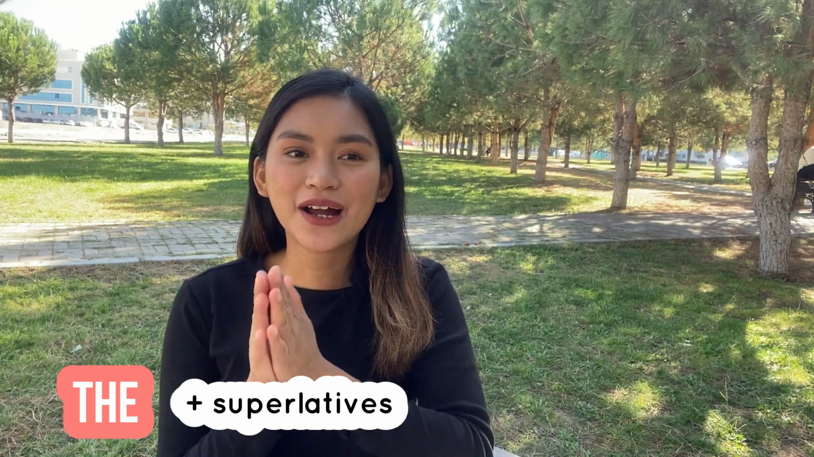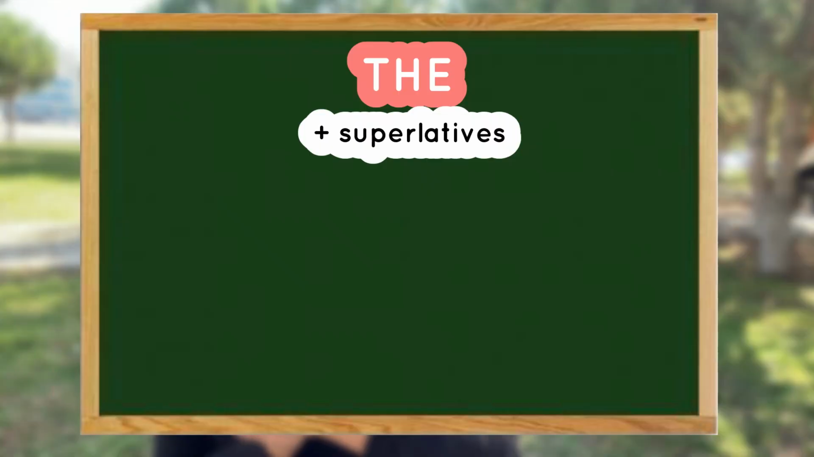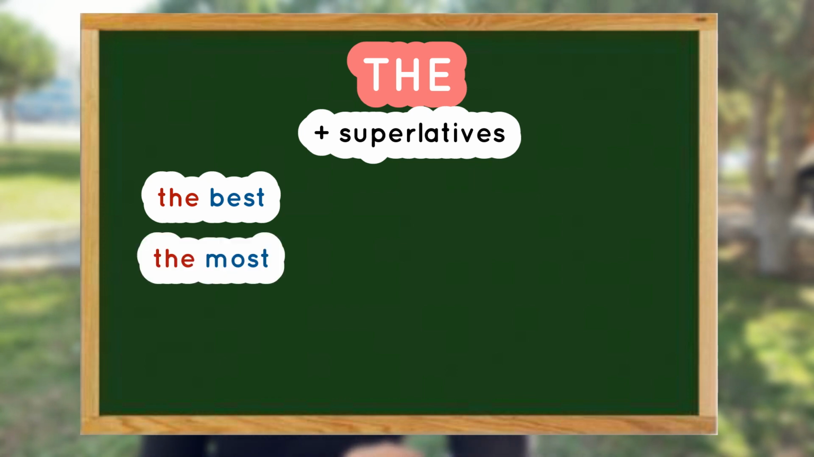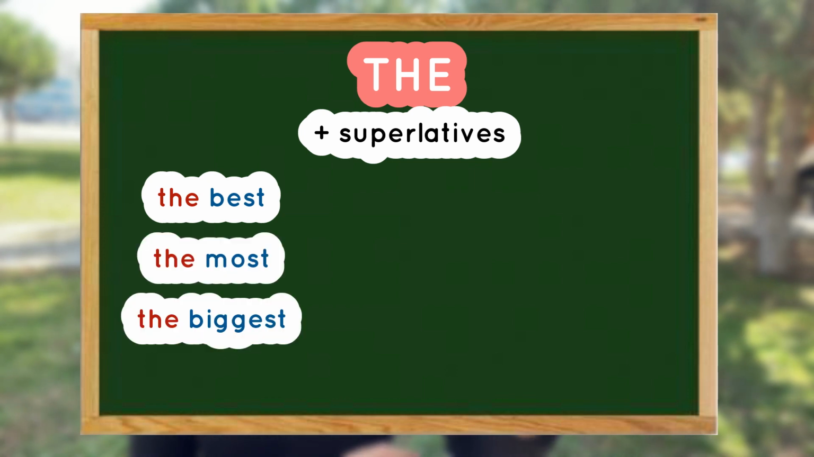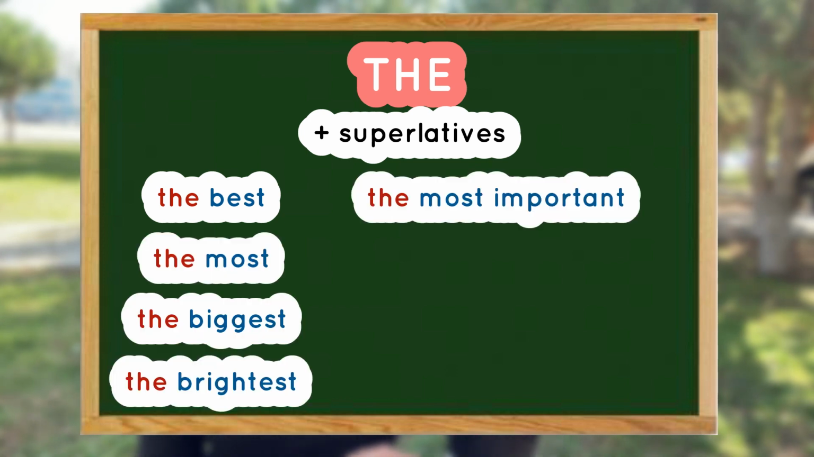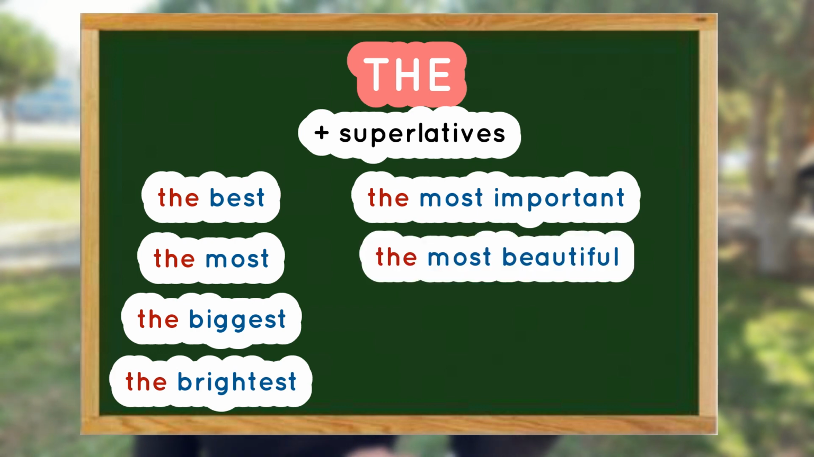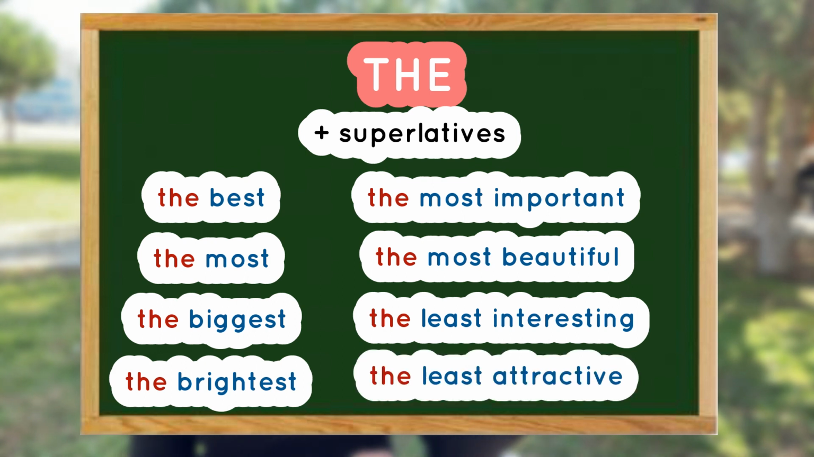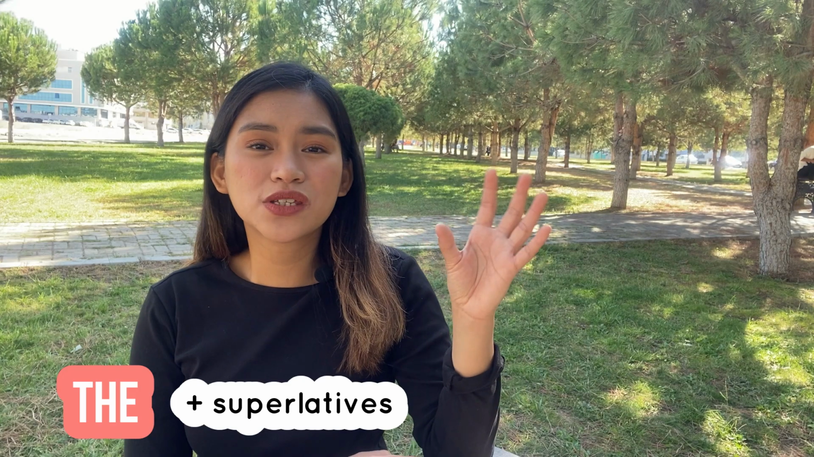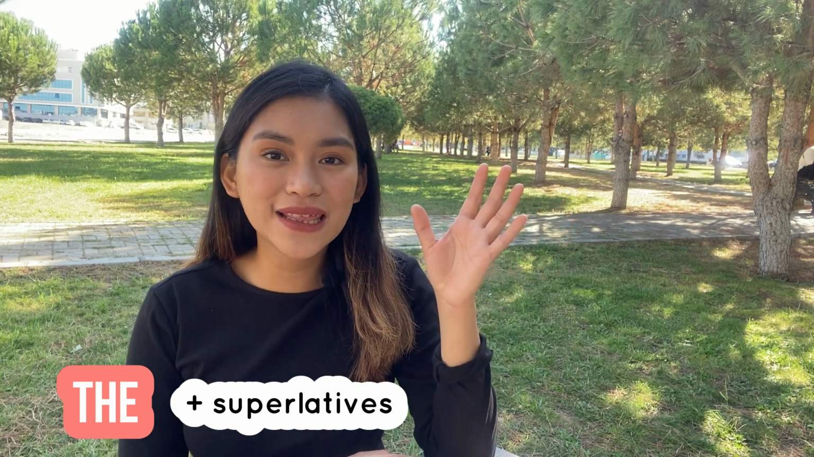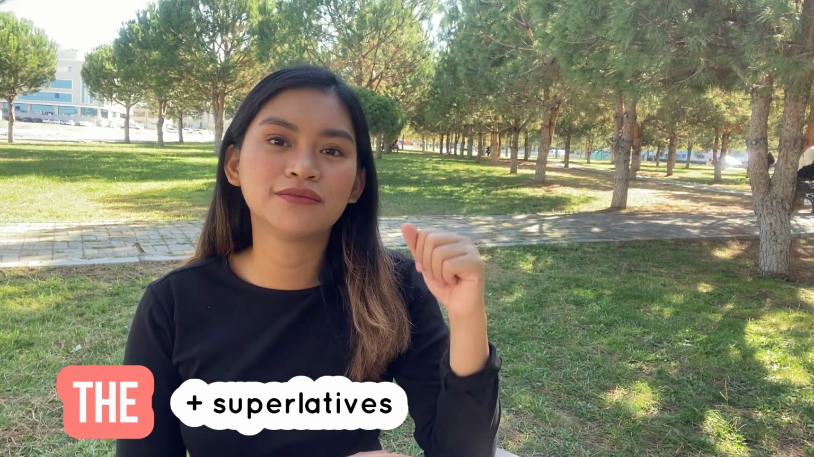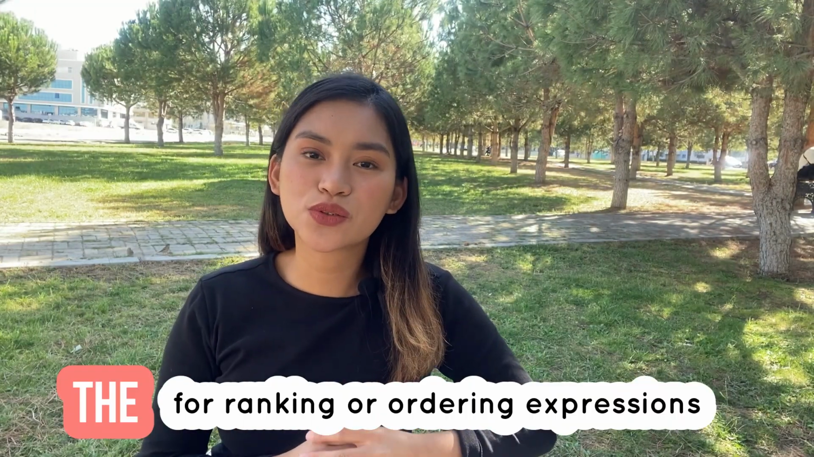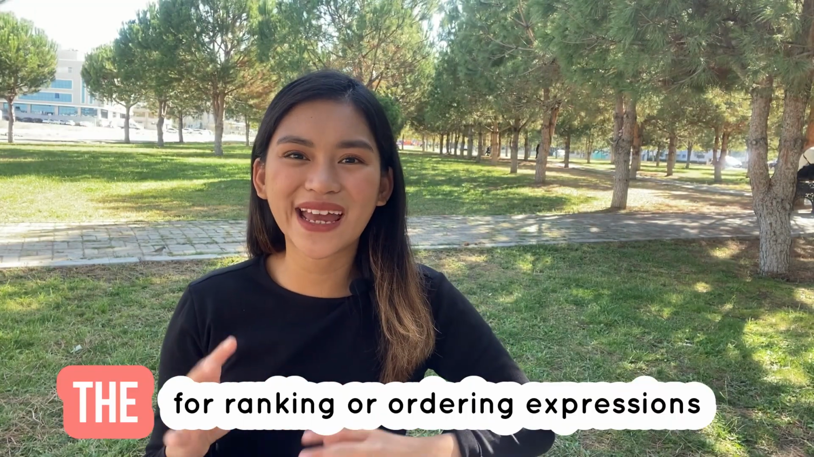Superlatives. Those are adjectives like the best, the most, the biggest, the brightest, the most important, the most beautiful, the least interesting, the least attractive. So those words are superlatives and they need the. Yes. The is also used with ranking or ordering expressions.